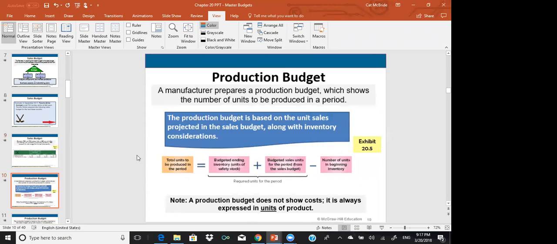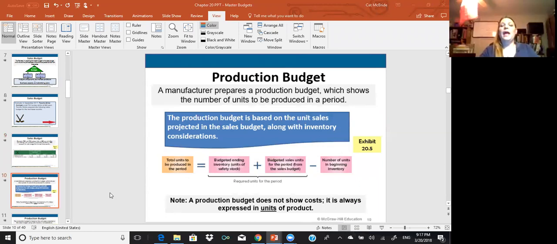All right, so once we've done our sales budget, now we're ready to do our production budget, because our sales budget tells us how many units we need to produce. Our production budget looks at, what does it take to produce those units? What do I need to bring in to be able to sell that many of whatever I'm going to sell? So here we've got the total units to be produced.